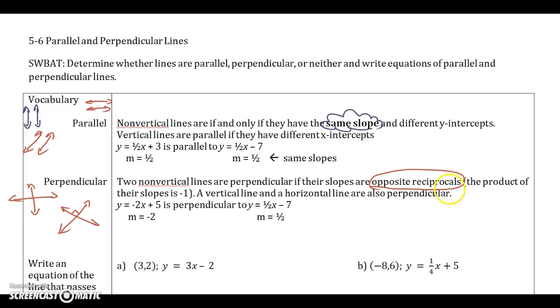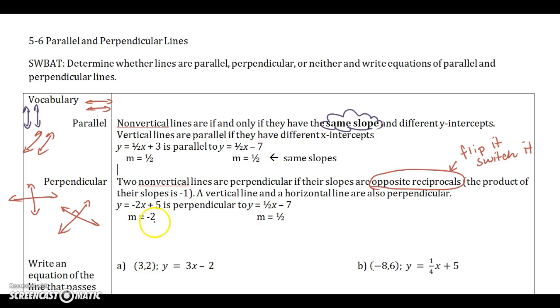Let's talk about this opposite reciprocal. In order to find the opposite reciprocals of slopes, what we're going to do is this wonderful process. I like to think of it as flip it and switch it. So if I have a slope, in order to find the slope of the perpendicular line, I'm going to flip it and switch it. So for this example, I have y equals -2x plus 5. Well, the slope from this is -2.